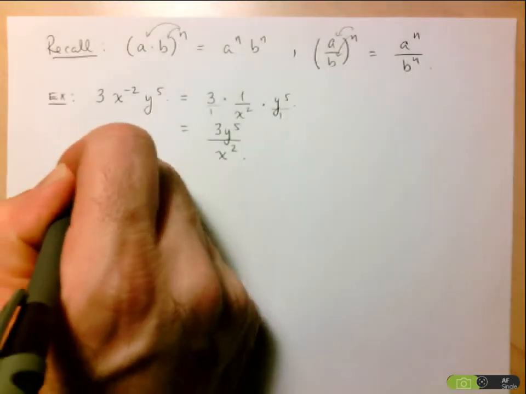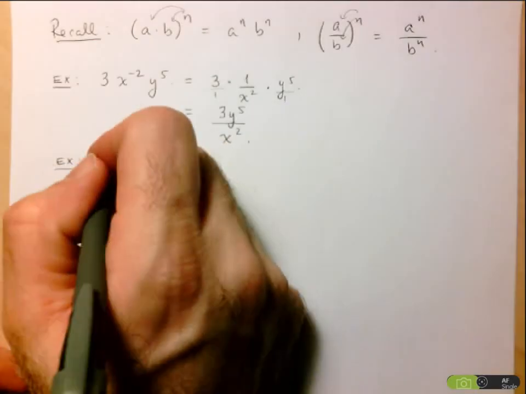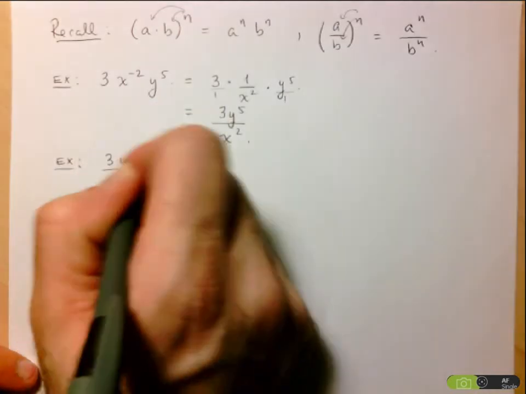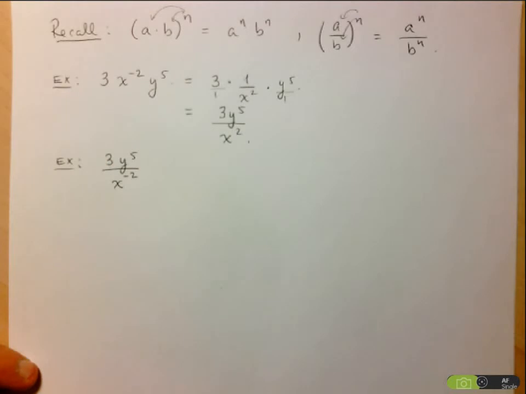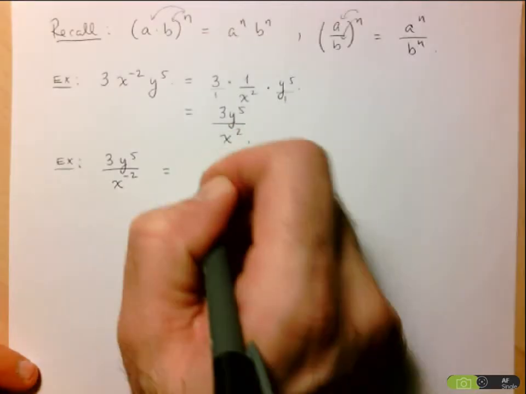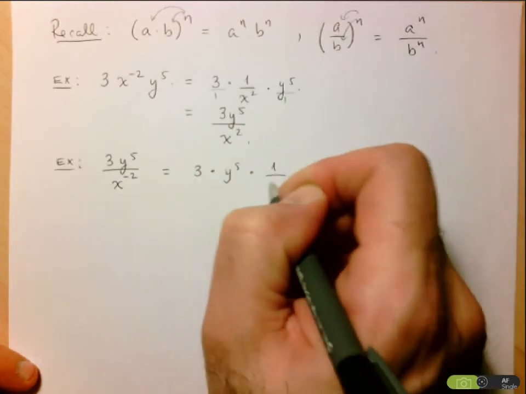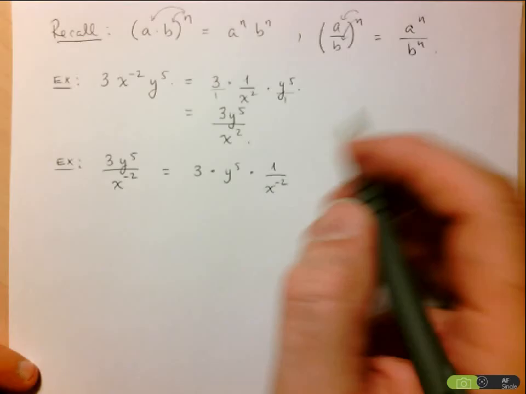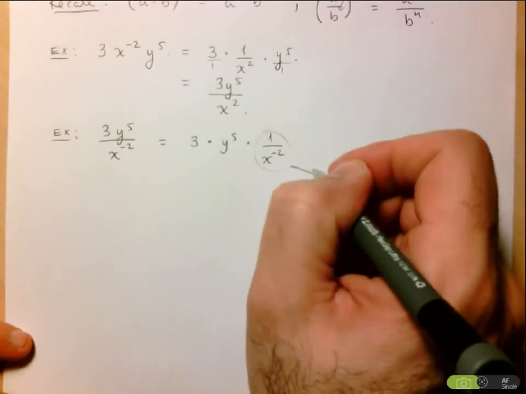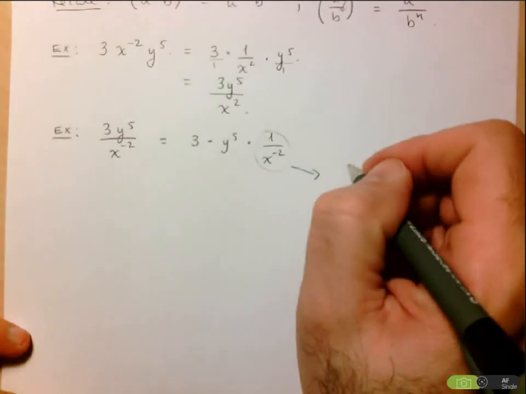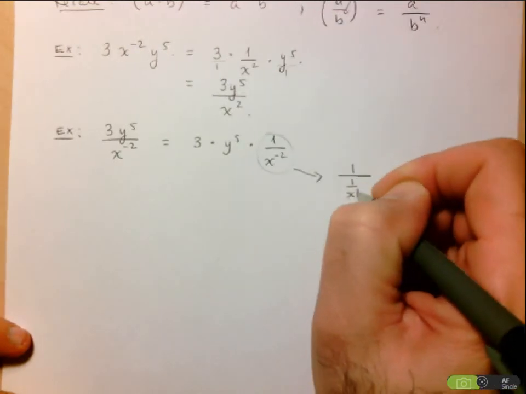What if, though, our negative exponent is itself in the denominator? Let's say I've got 3y to the 5th all over x to the negative 2. Well, again, if we write this as 3 times y to the 5th times 1 over x to the negative 2, let's just take a look at what this expression means. This expression here, if I look at it separately, is 1 over, and what is x to the negative 2? It's just 1 over x squared.